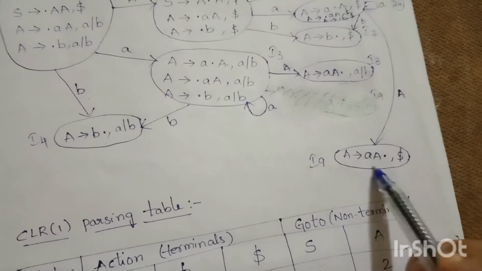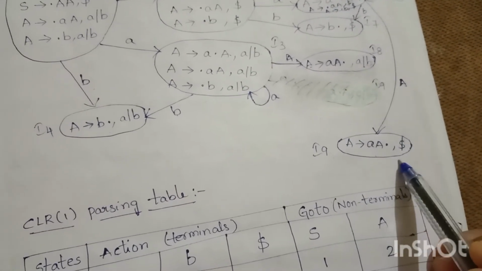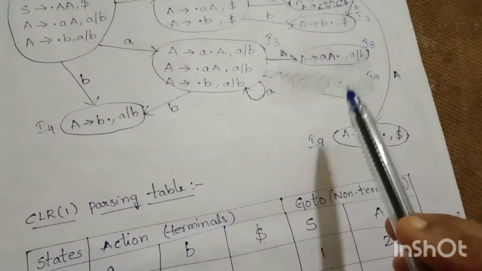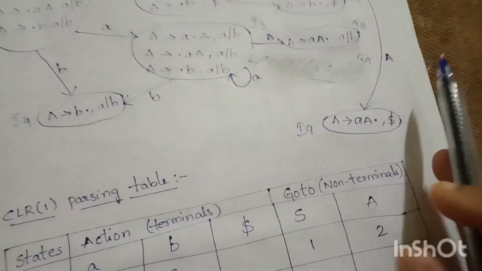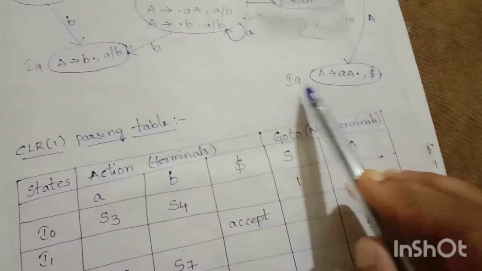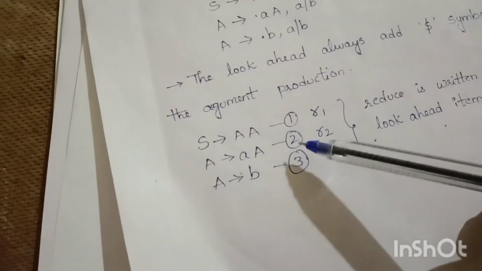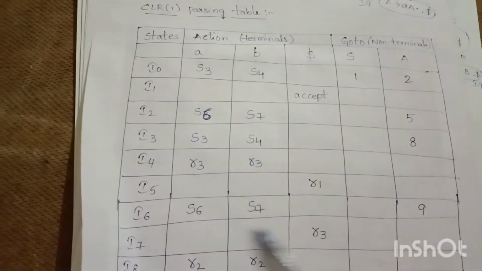And next I9. So check the state I9. I9 is also not moving anywhere, so we need to write reduce. If the state is moving from one state to another state, then we need to write shift. If it is not moving anywhere, we need to write reduce. So here in I9, the production is A tends to AA dot. A tends to AA dot, we have given the number as R2. Where we need to write R2? In the look ahead symbol dollar. So in state I9, in the dollar we need to write R2. So all these terminals have been completed.